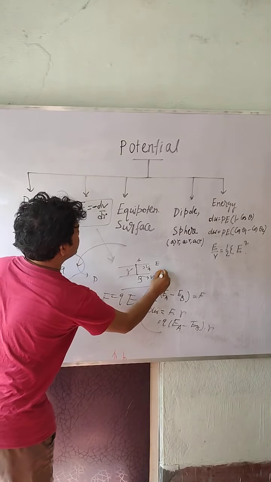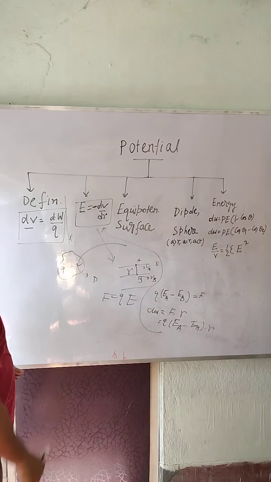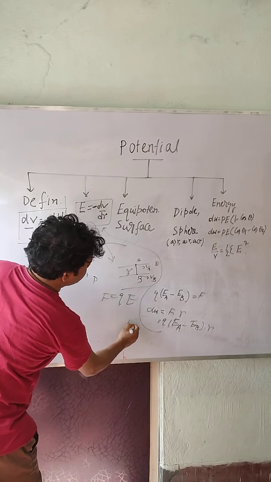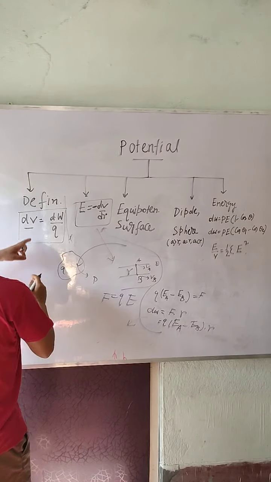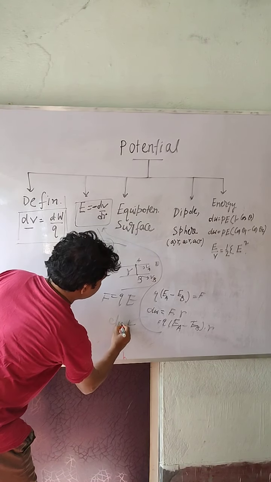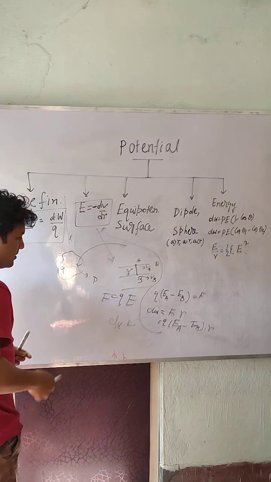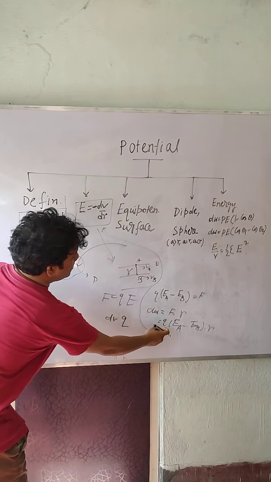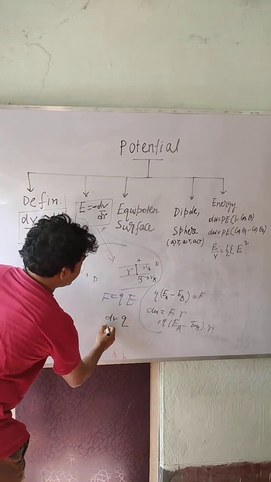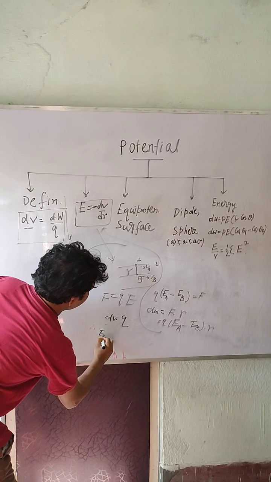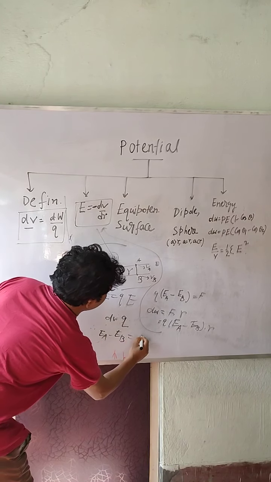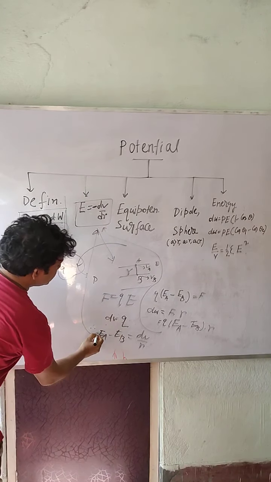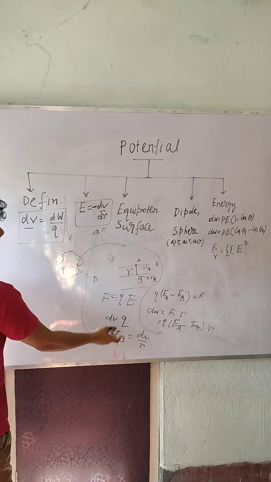And we write it this way. As we know, dW is here dV into Q. So Q and Q cancel here, and EA minus EB is equal to dV by R, and we can write this as E equal to dV by R.